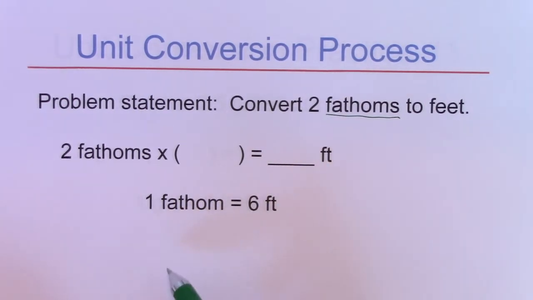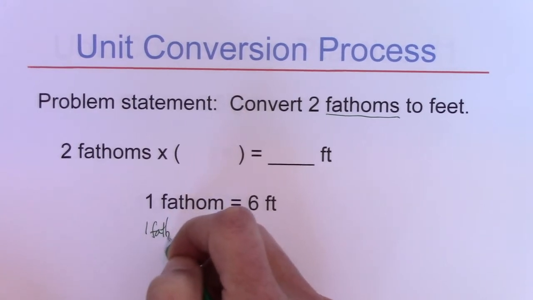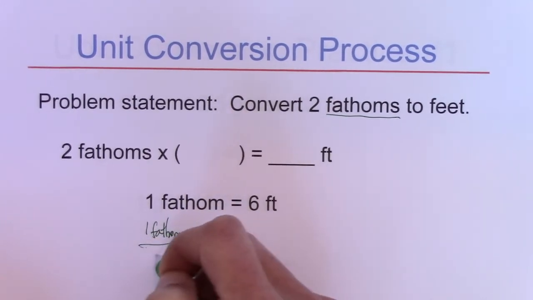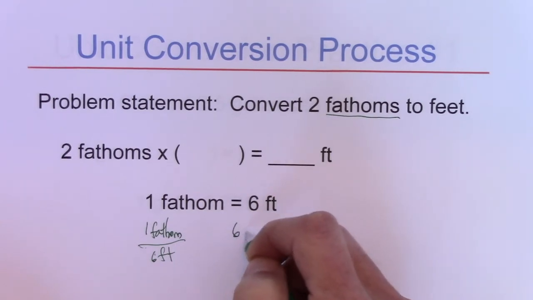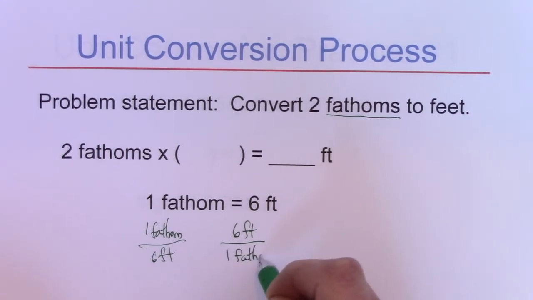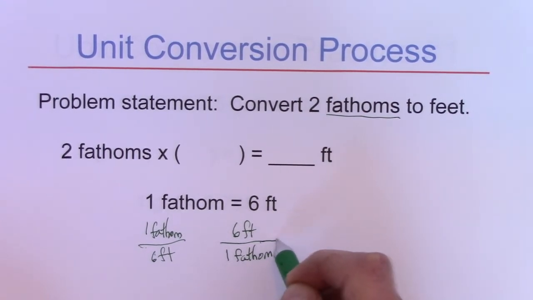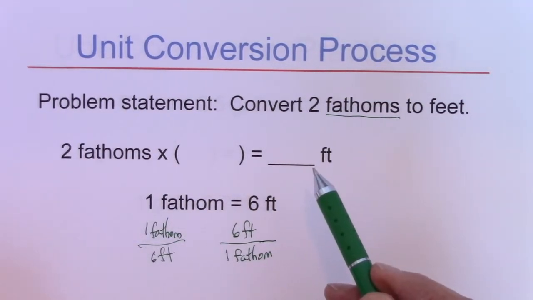Well, I can look up in a dictionary or on the internet that 1 fathom is equal to 6 feet. So that allows us to write 2 conversion ratios. 1 fathom over 6 feet is equal to 1, or 6 feet over 1 fathom is equal to 1. So we can multiply 2 fathoms by 1 and it fundamentally won't change it.